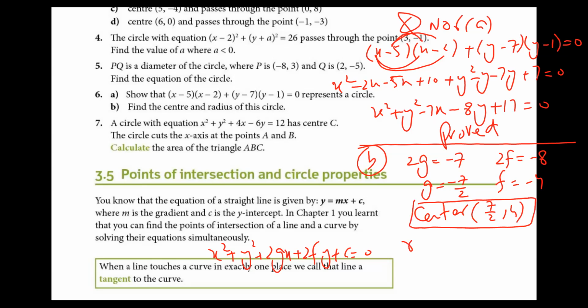Done. Now to find the radius, the formula is f square plus g square minus c. If I plug in, f square becomes 16. And g square gives 49 over 4, and the c value, if you compare, is 17. So it will give me the radius. This is nothing hard. Given in exact form, it is 3 root 5 divided by 2, or in decimal form, no problem at all.